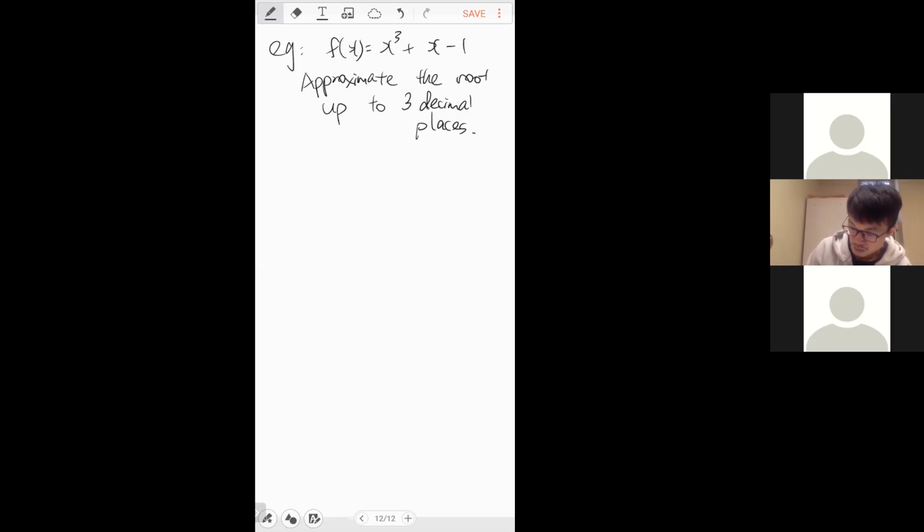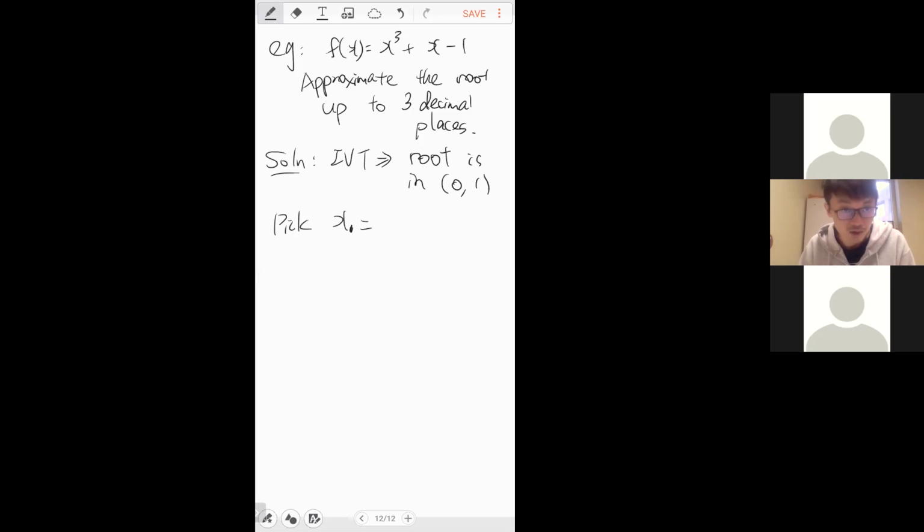So the intermediate value theorem tells you that a root is between 0 and 1. So I can pick my x1, the first one, to be any point from 0 to 1. So let's pick 0.5.